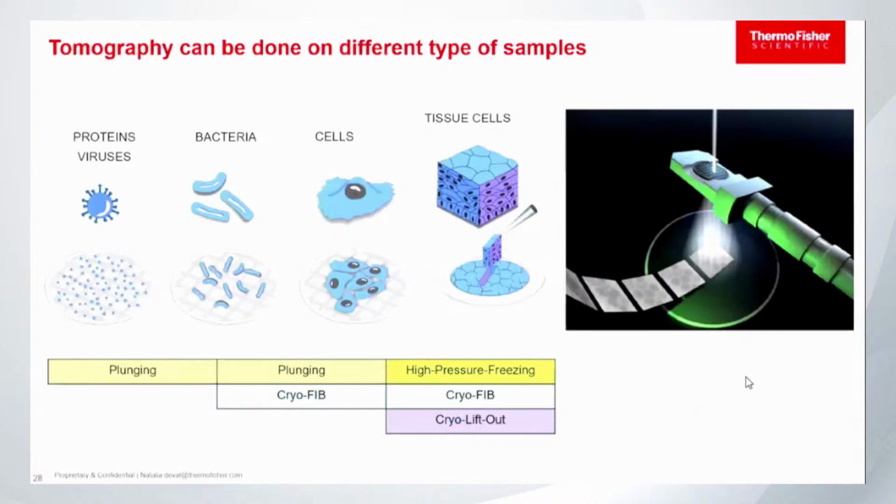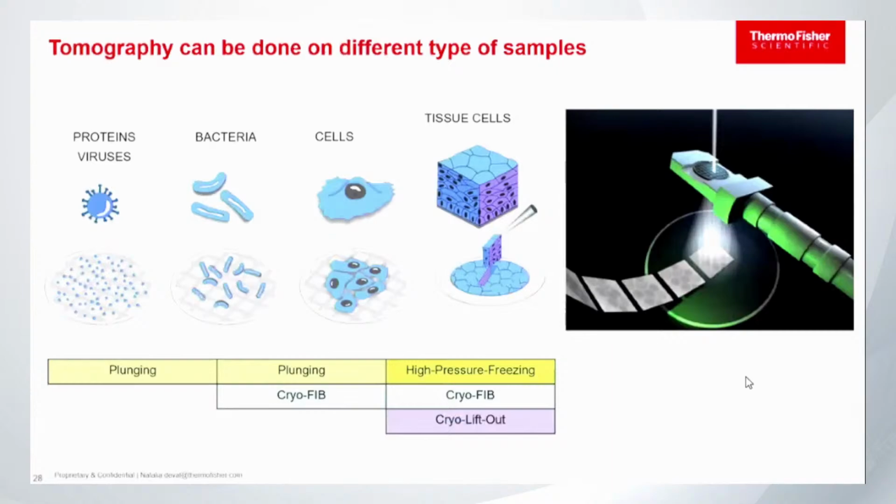So tomography can be done on very different samples. As I say, you can do proteins and viruses if you want. You can do bacteria. As long as the sample is less than 300 nanometers in thickness, you can directly plunge those samples and vitrify them, the way I explained with the VitroBot a few minutes ago. But when the sample is thicker than 300 nanometers, you don't have any choice. You need to do the cryo-FIB milling, okay?